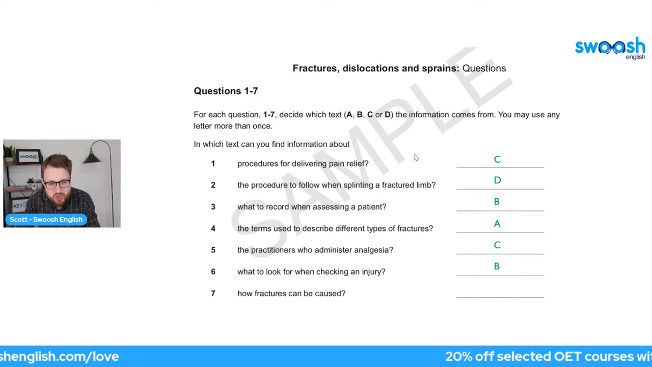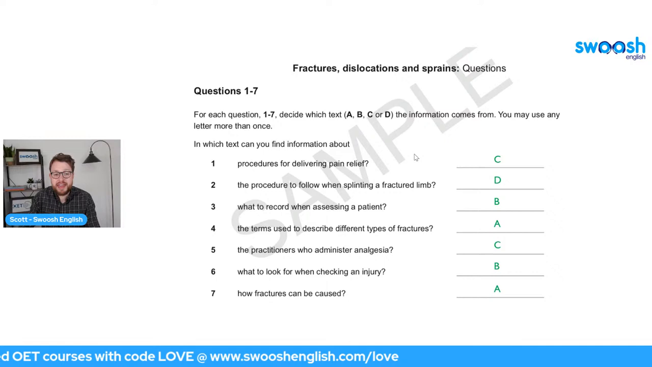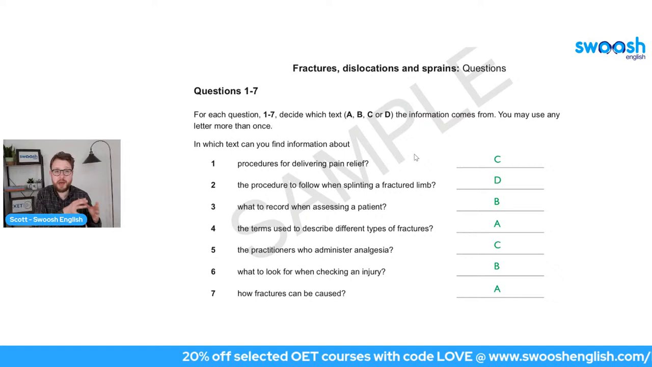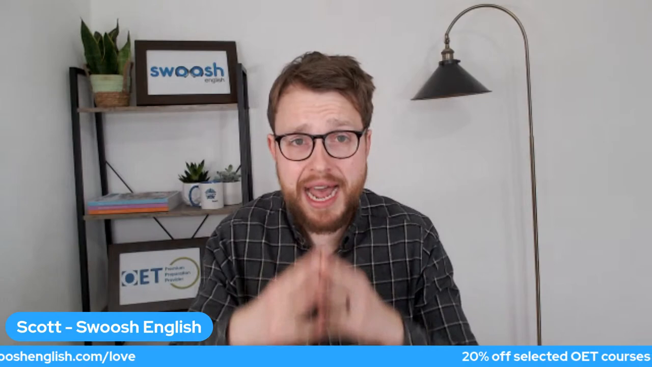Six, what to look for when checking an injury. B, management of an injury was correct. And finally, seven, how fractures can be caused. That was A, based in the different kinds of fractures as a whole. So well done, guys. We actually did this technique very well. We were able to guess what we thought the right answer was based on reading of the headings. So if used appropriately, this can be a great time-saving activity for your reading Part A exercises.